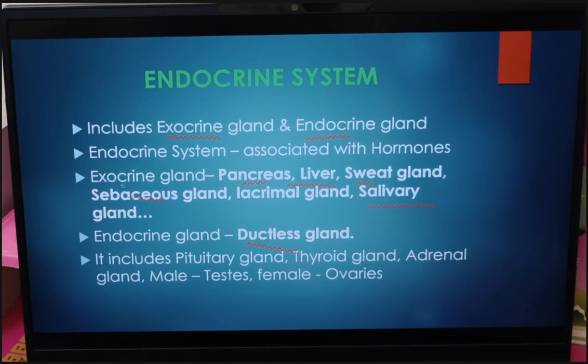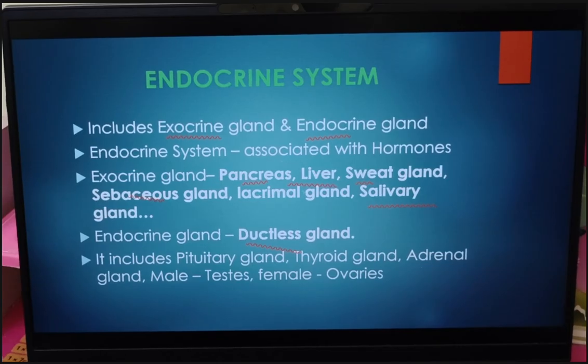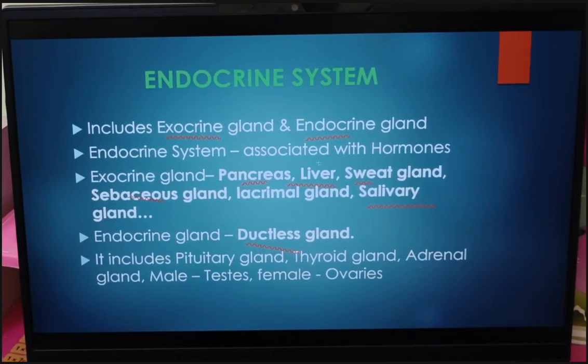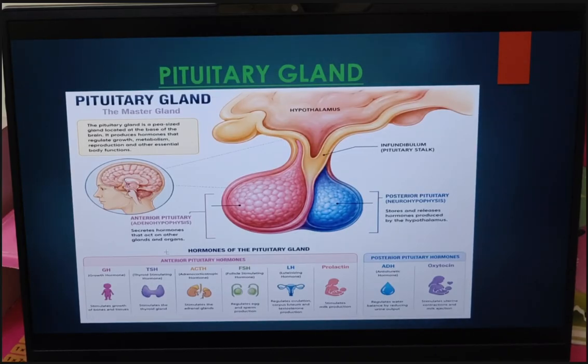Do you know which is the largest gland in the exocrine? The liver is the largest gland in the exocrine. And can you guess what would be the largest in the endocrine? The thyroid is the largest gland in the endocrine. Now let us explore each and every gland. First is the pituitary gland.